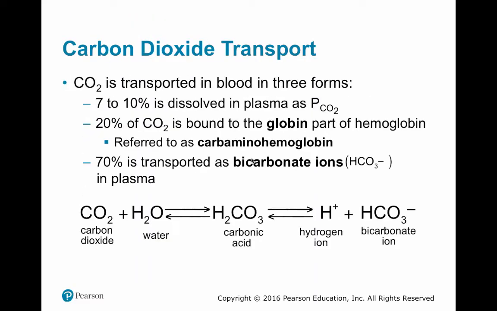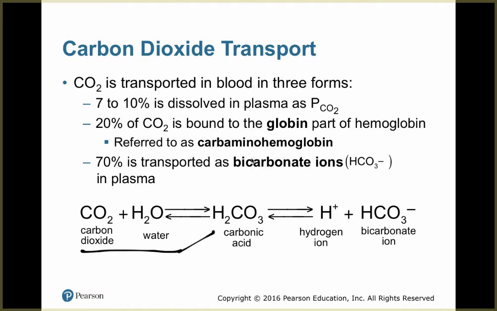Now, besides oxygen, CO2 is also transported. 7 to 10% is dissolved in plasma as carbon dioxide. 20% of the carbon dioxide is bound to the globin part of the hemoglobin, and it's referred to as carbaminohemoglobin. 70% of it is transported as a bicarbonate ion in plasma. And you might remember that carbon dioxide and water create carbonic acid, which can be used as a buffering system in our body.